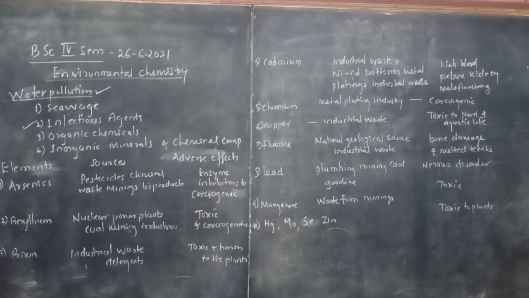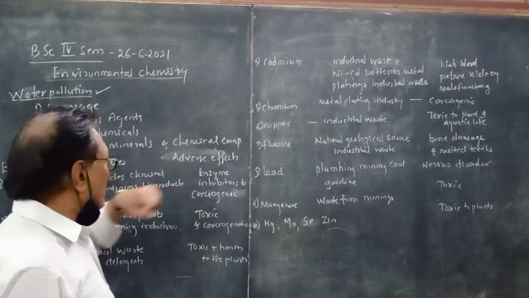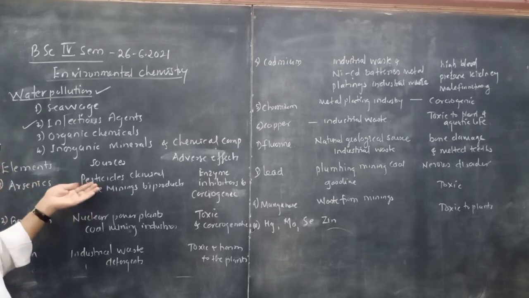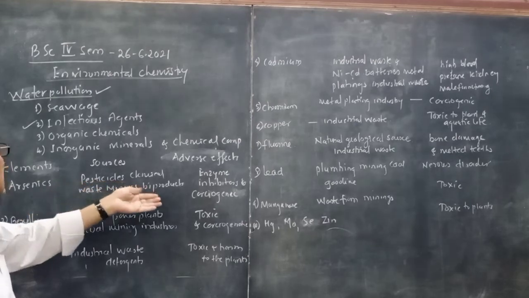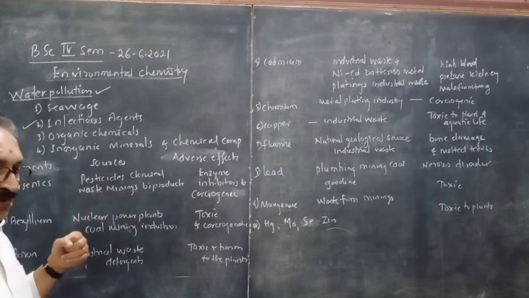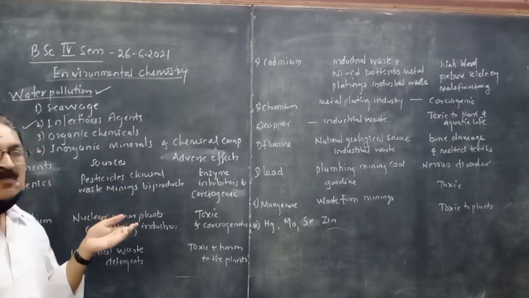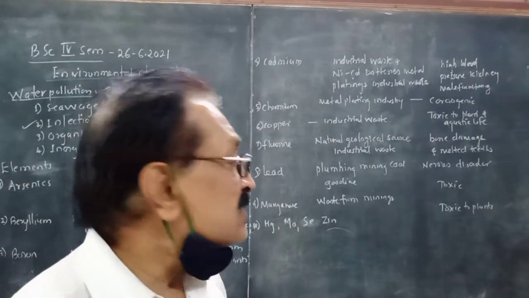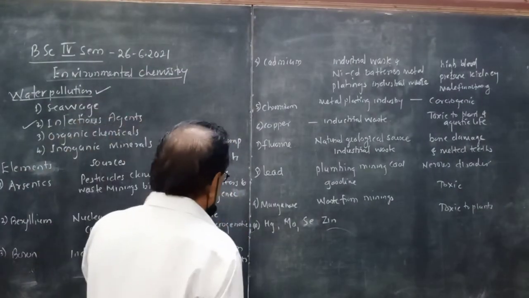Next one is inorganic minerals and chemical compounds. Inorganic chemicals invariably enter the water medium from different types of industries. Arsenic is one of the components. Arsenic enters the water through pesticides, chemical waste, mines and byproducts. Such components directly enter the water, and that water is taken for drinking purposes.